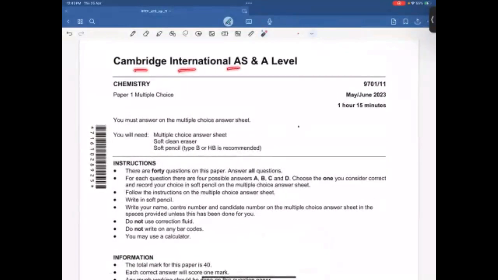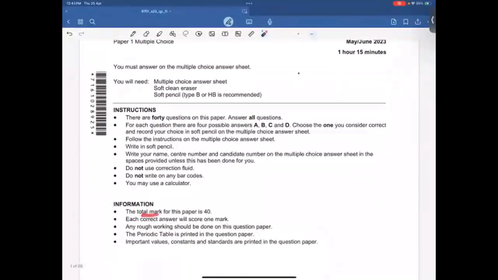Cambridge International AS Level Examination, Chemistry Paper 1, Multiple Choice, May/June 2023, Variant 11. The duration of this paper is 1 hour 15 minutes. We have 14 questions and we need to attempt all of them. The total mark for this paper is 40.